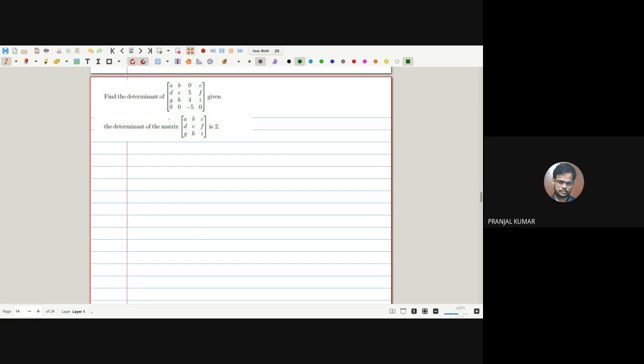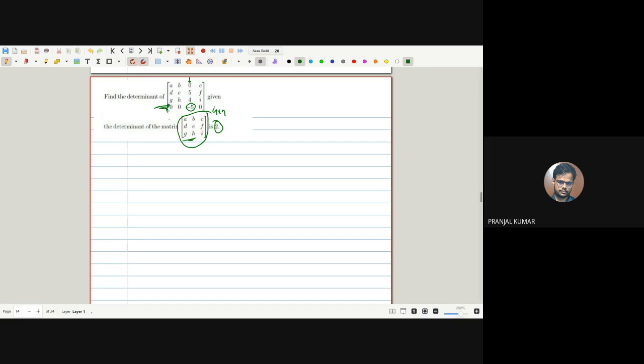What about this question? They have given you the determinant of the submatrix, which is 2. This is a 4 cross 4 matrix, so you have to be clever. You have to see on expanding along which row or which column you will get this submatrix. This column has 0 0 0. If you expand along the third column, you won't get the answer. So you have to see the fourth column, sorry.